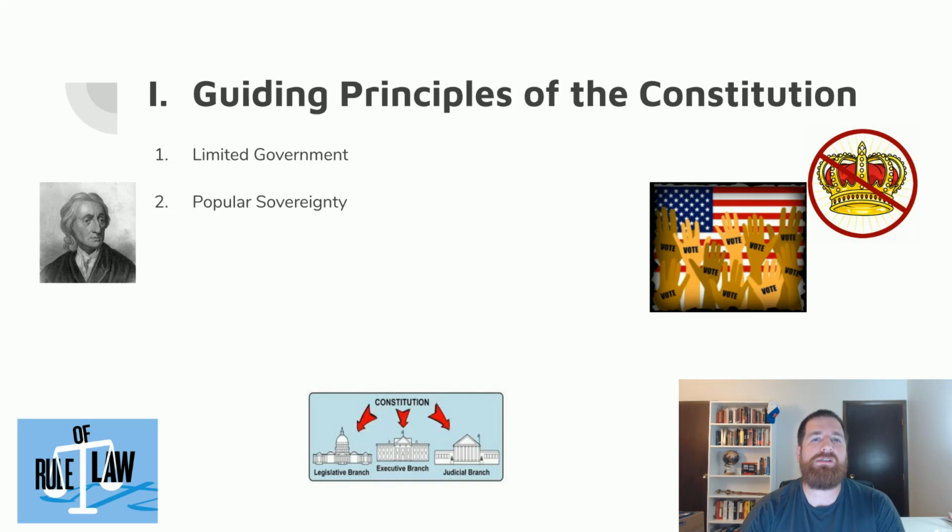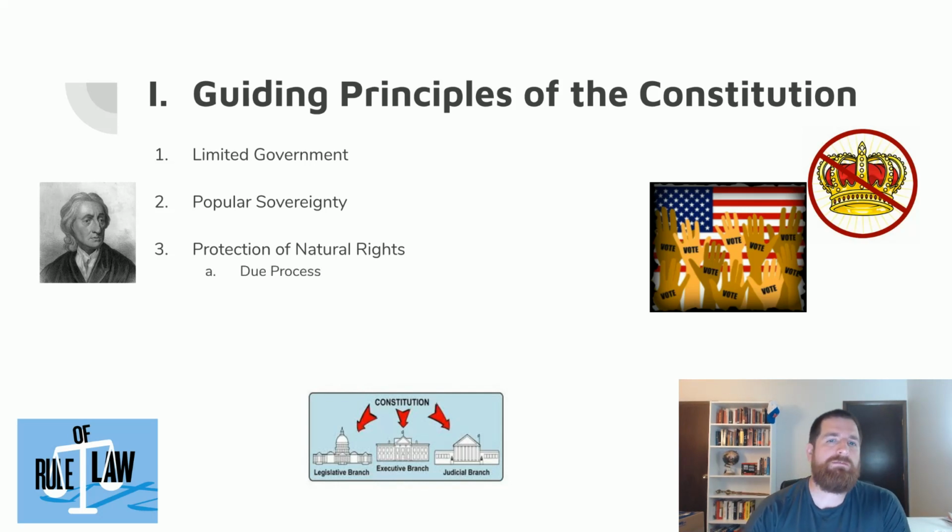Next is popular sovereignty. This means that government power comes from the people and that in order for government to have power, people must give them that power. Next is protection of natural rights. This is the idea of protecting and ensuring that these natural rights, as mentioned by John Locke, are not violated. Those rights, again, are life, liberty, and property.